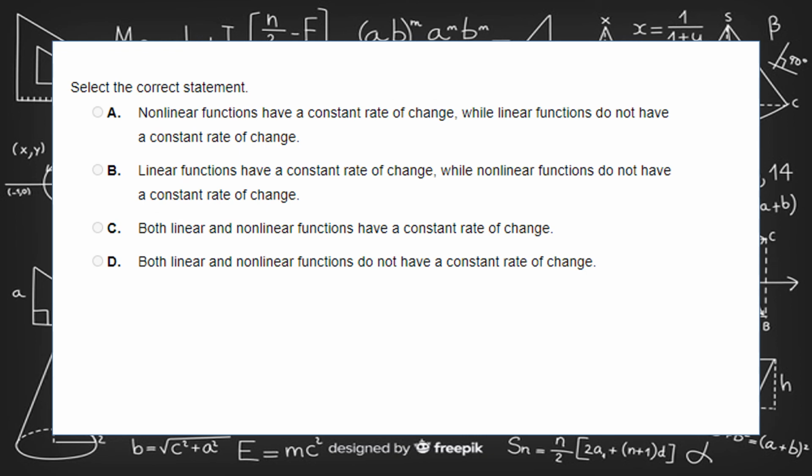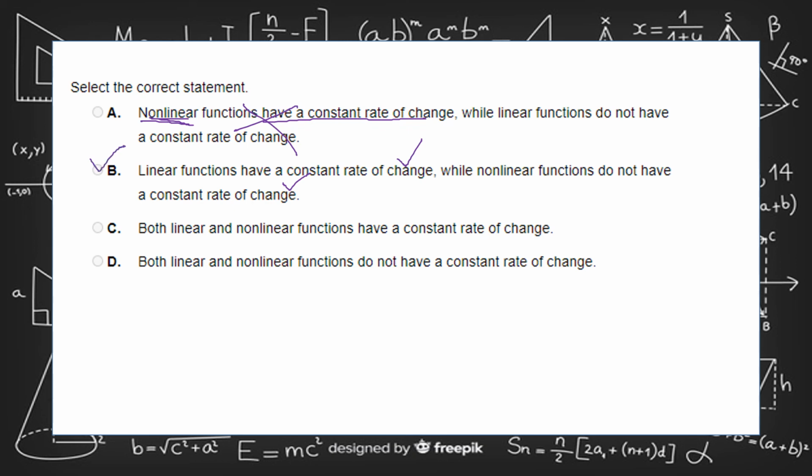Select the correct statement. So let's go through these one at a time and talk about them. Nonlinear functions have a constant rate of change, while linear functions do not have a constant rate of change. Well, remember, linear functions have a constant rate of change. Nonlinear do not. So nonlinear have a constant rate of change? No, that's not correct. Okay. Linear functions have a constant rate of change, while nonlinear functions do not. So that one looks like my answer, but let's keep going.